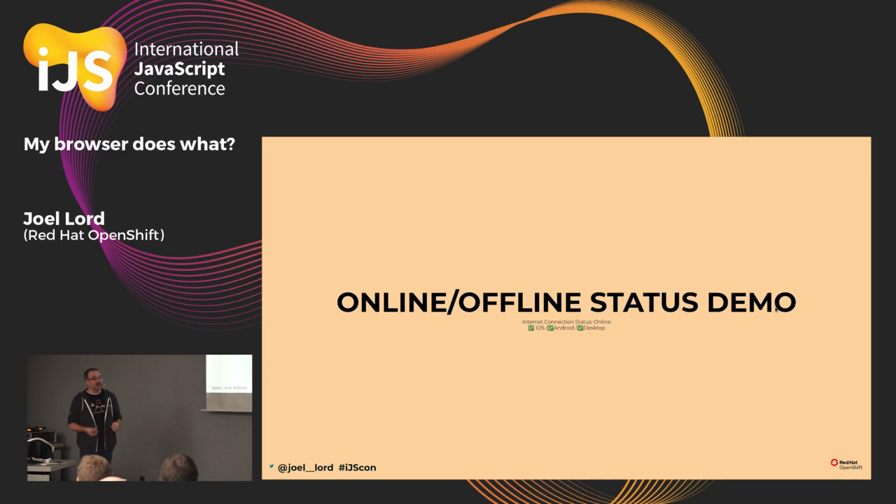Now, internet connection status: online. It's online for me. I don't want to risk my internet connection at this point. But if you take your phone and you put it on airplane mode, you should see that big online indicator switch to offline.